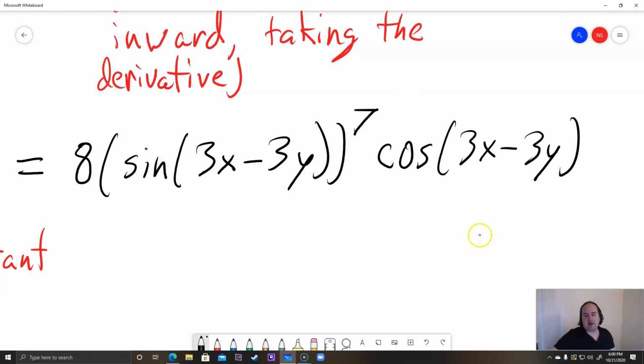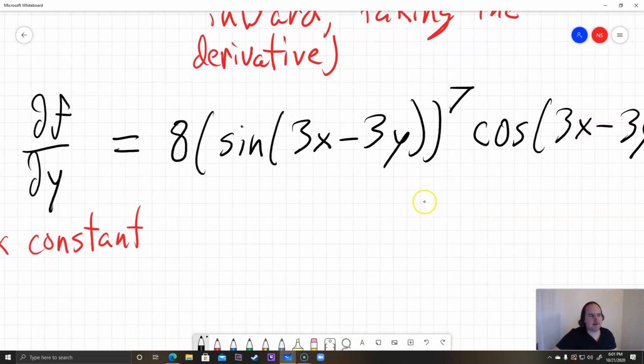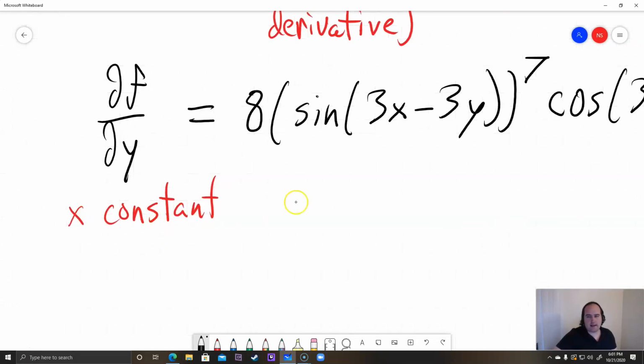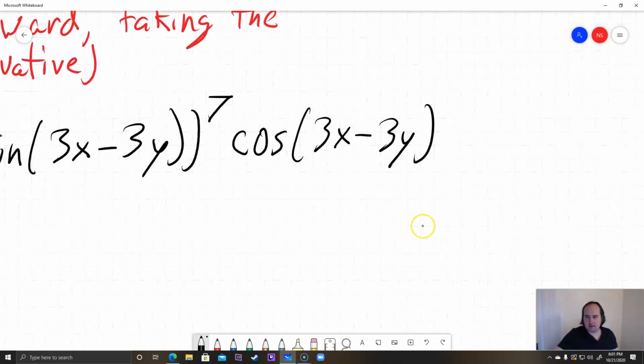All right, and then we finally multiply that times the derivative of the inner function. So the inner function is 3x minus 3y. And for 3x minus 3y, x is constant this time. So the derivative of 3x is going to be 0. And then the derivative of negative 3y is going to be negative 3. So we multiply at the end by negative 3.